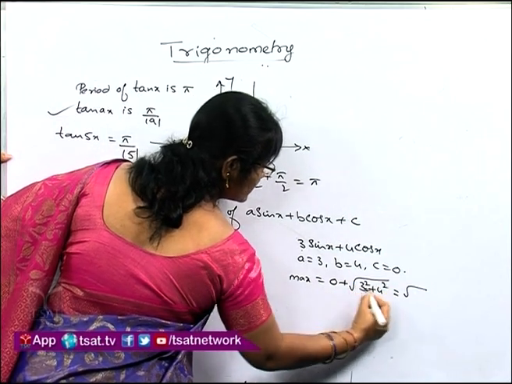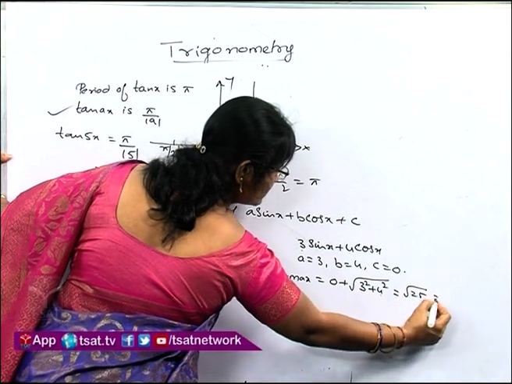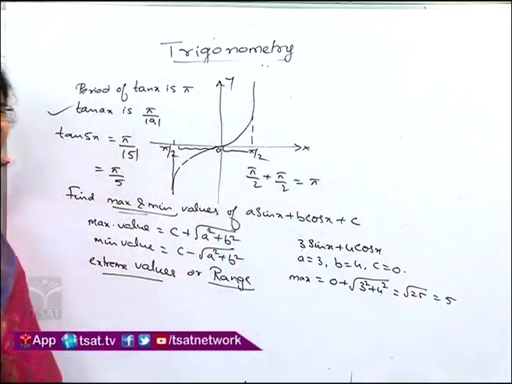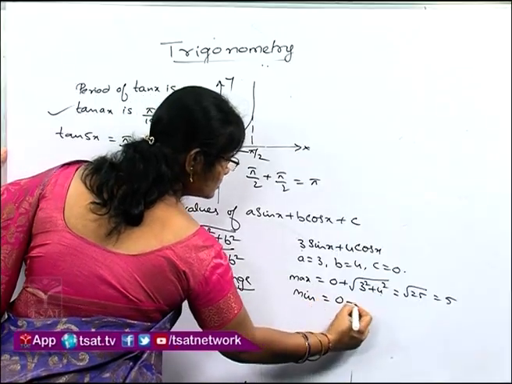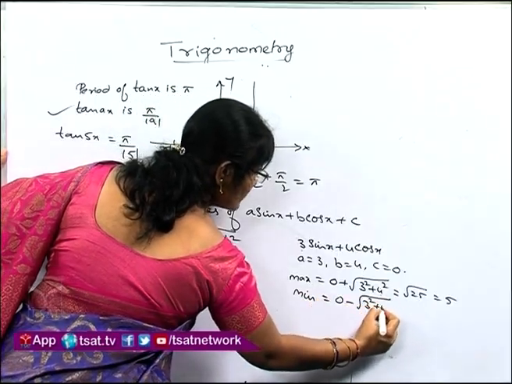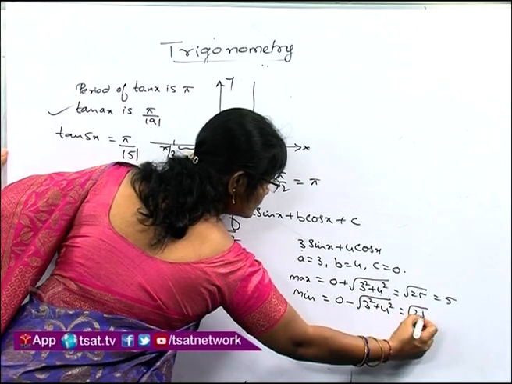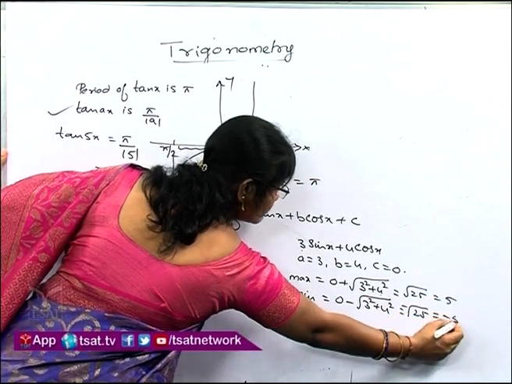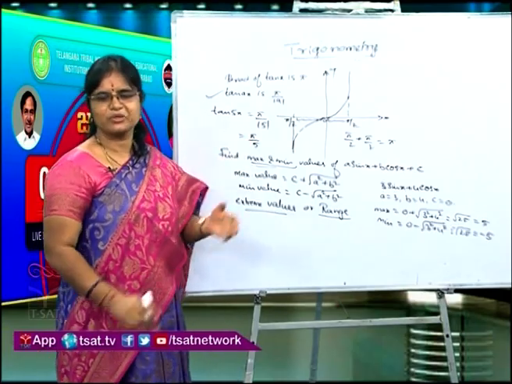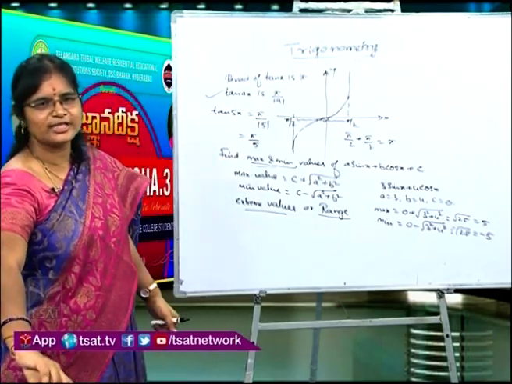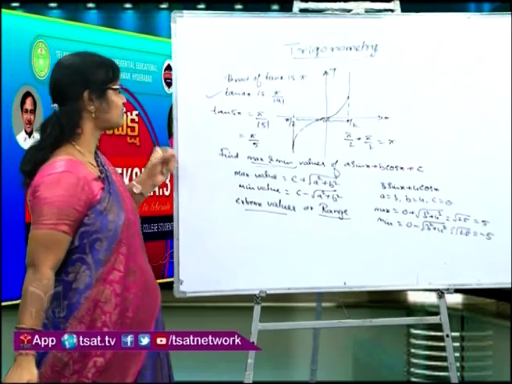which is nothing but 9 plus 16, 25, root of 25 is 5. And the minimum, how are you going to get it? 0 minus root over 3 square plus 4 square, which is nothing but minus root 25, which is minus 5. So, in this way you are going to find the maximum and minimum values. Okay children, did you get it?